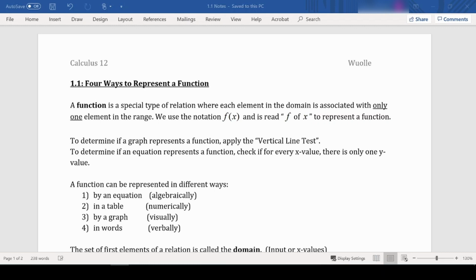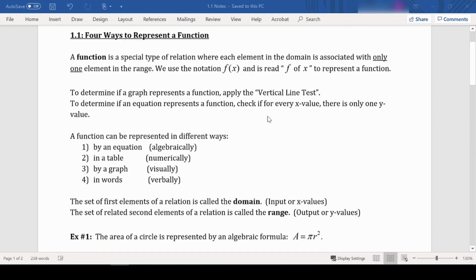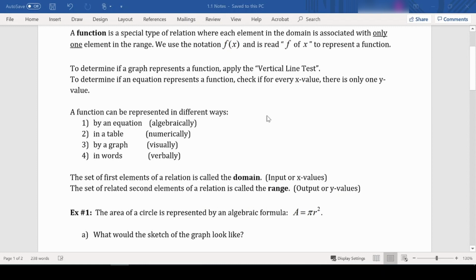A function can be represented in different ways by an equation, which we consider an algebraic method, a table, numerically, a graph, visually, or in words, verbally. The first set of elements of a relation is called a domain. These are your input or your x values.